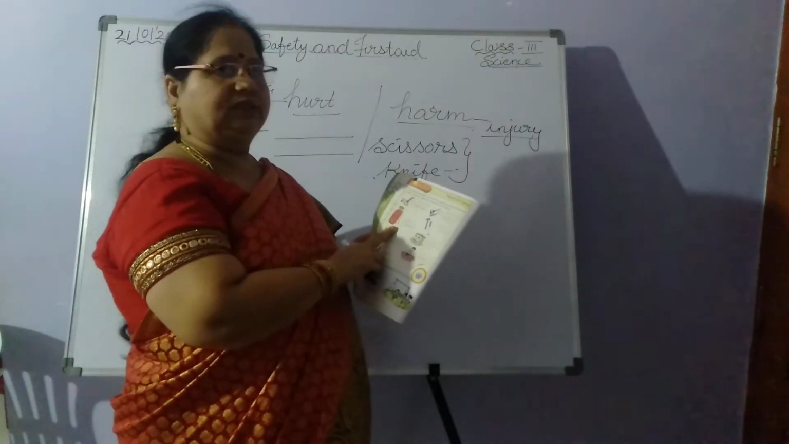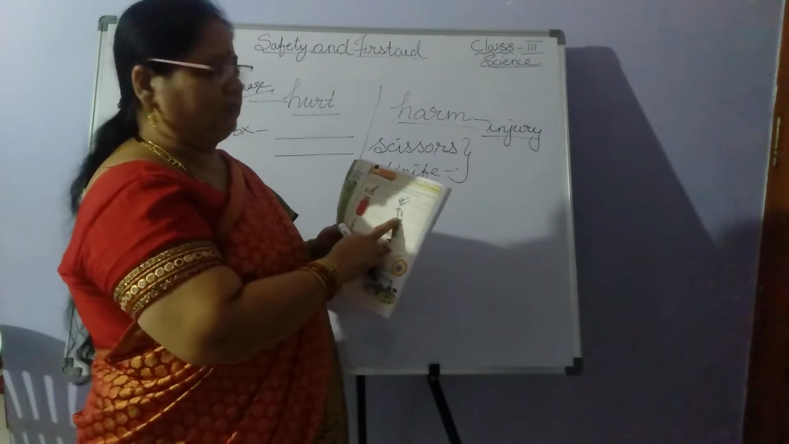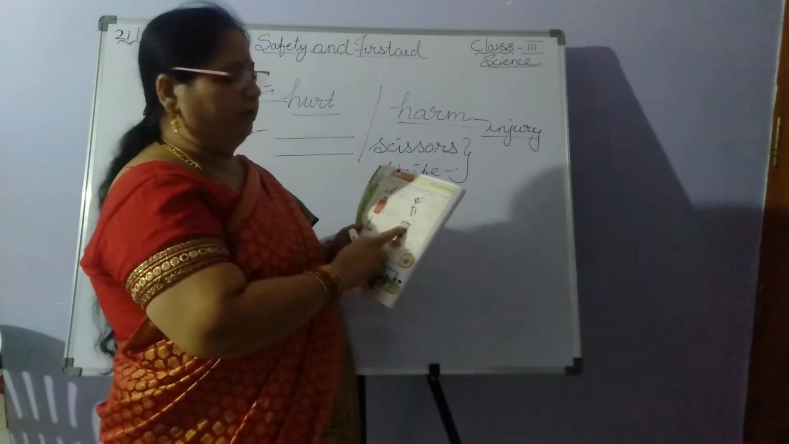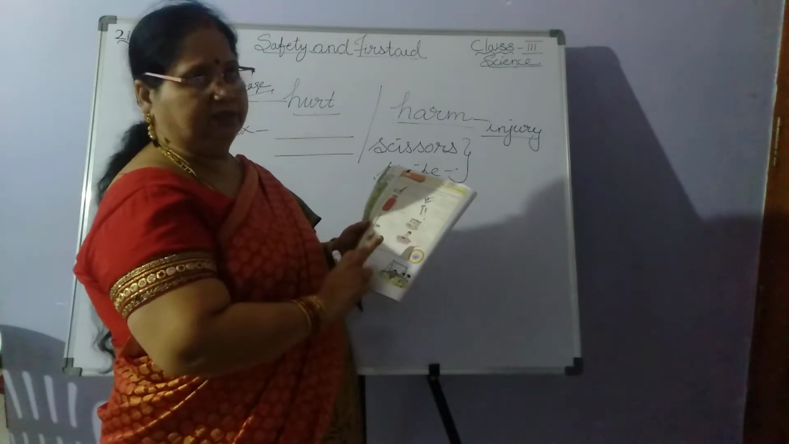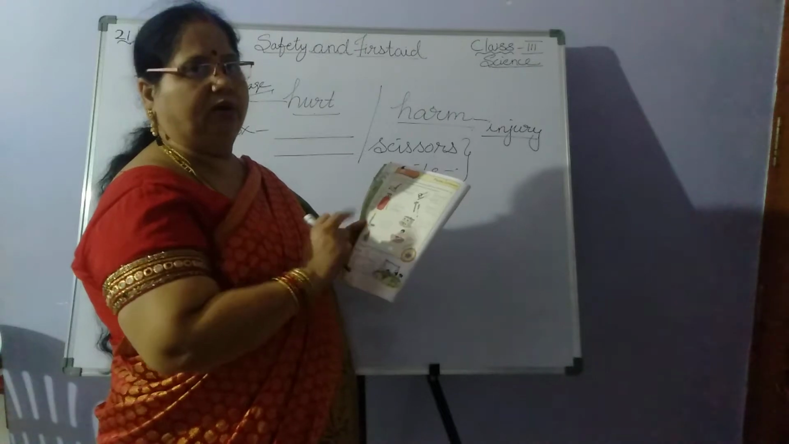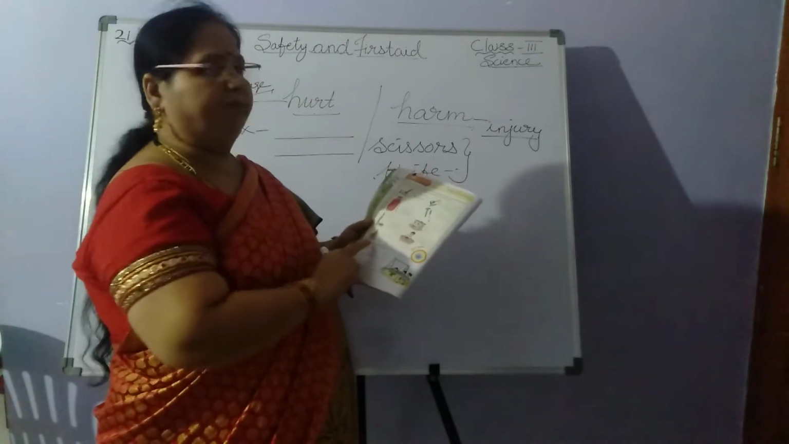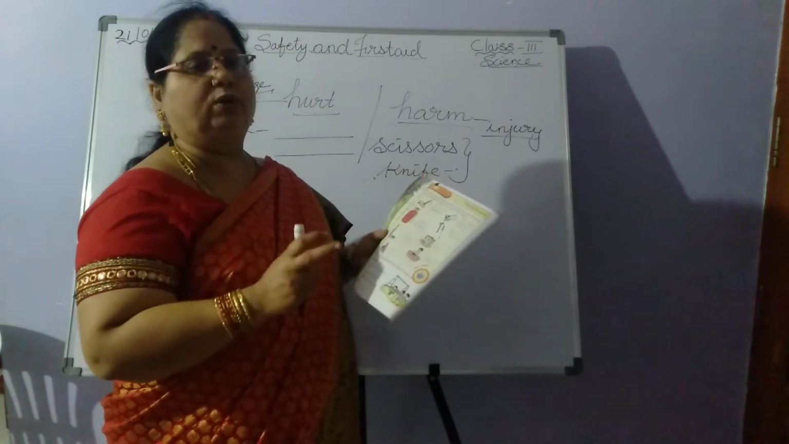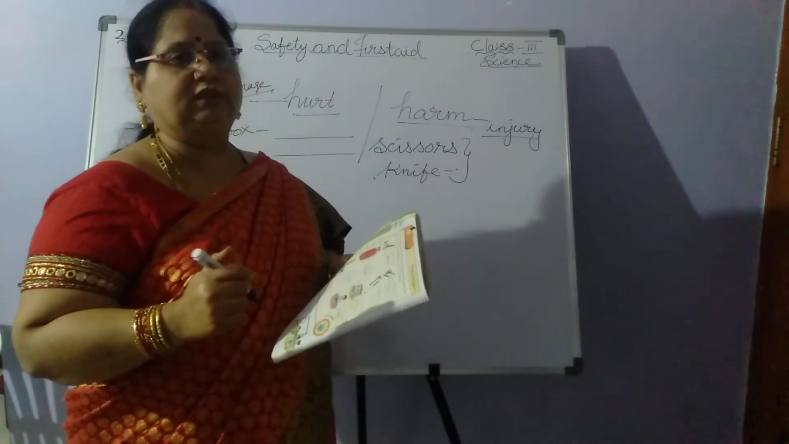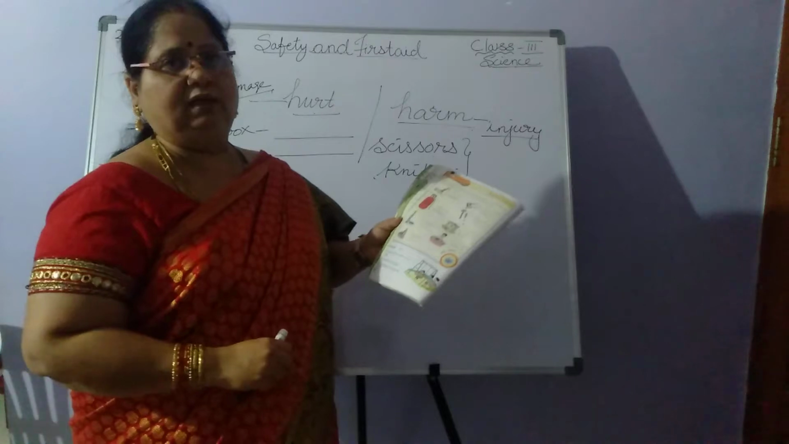The second picture is cylinder, and towards the right side hammer and screwdriver. Then candle. The boy is playing on the terrace. What happens? And the boy was alone, he was swimming in the pool. What happened to that boy? And the next one, medicines. If you take medicines without telling your parents, what happens? Such things you should write in the line.